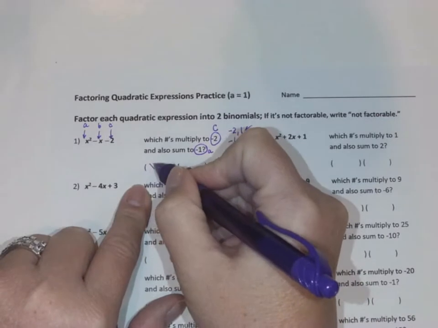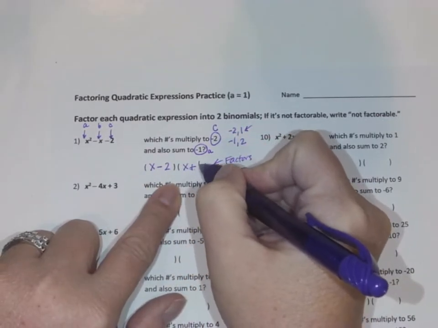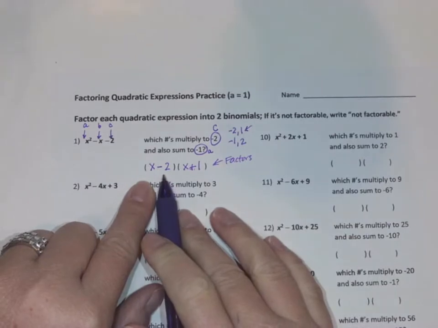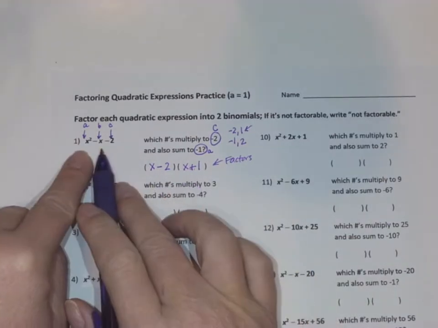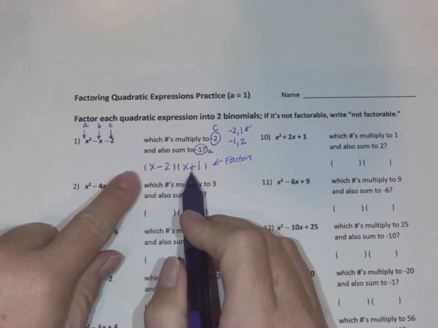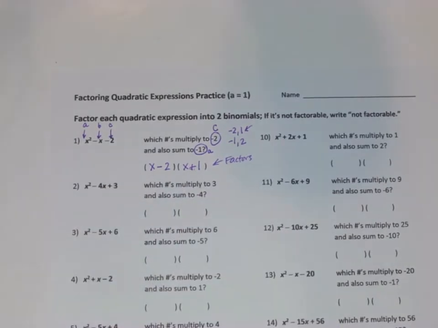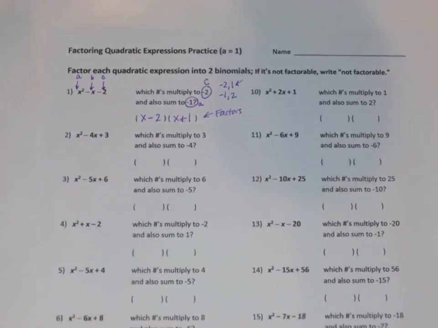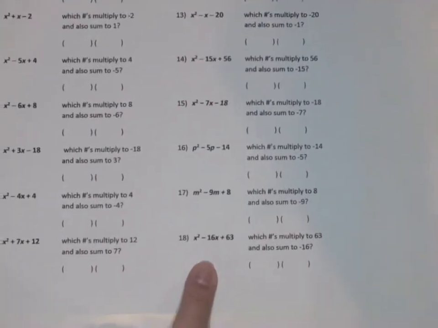Okay, so all we have to do is write our two binomials using the numbers that we came up with. x minus 2 times x plus 1 will help us arrive back at this trinomial if we were to put those two factors into the box, or FOIL them, or double distribute. Okay, let's find one that's a little bit more challenging. Let's try this one down here, number 18.